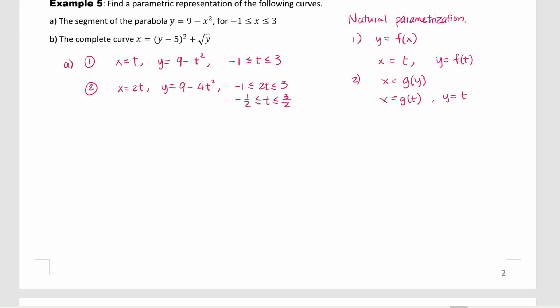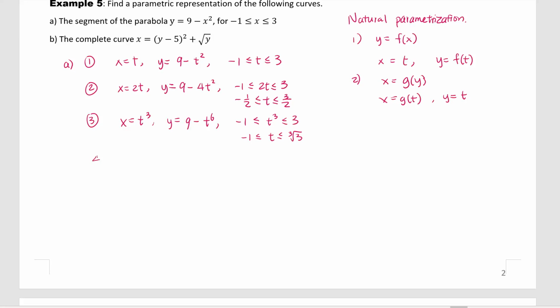Can we make it more interesting? Can we try t cubed? Yeah, of course. Then y is going to be 9 minus t cubed squared, which is t to the 6. And because x is t cubed, bounded between minus 1 and 3, the cube root of minus 1 is still minus 1, and then we have the cube root of 3. You see the range of t changes.